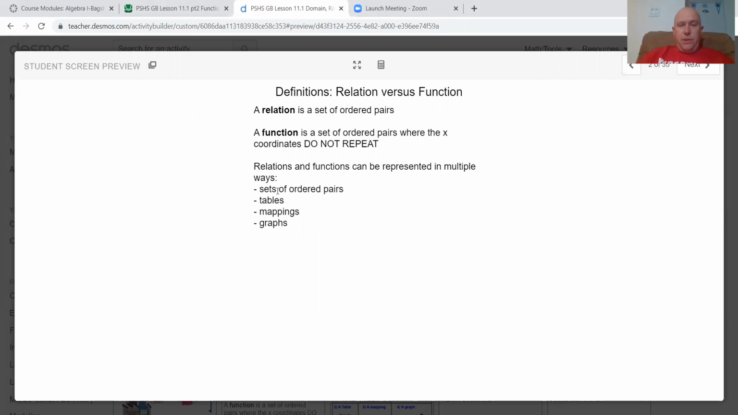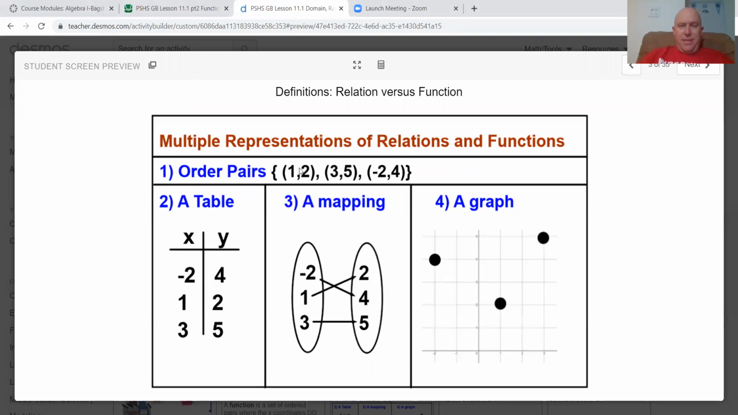And the main thing we've got to be able to do is switch between the different ways of representing the data. So we could have ordered pairs, tables, mappings, and graphs. And you can see all of these on this little picture here. And actually, all of these things represent the same data here. So coordinates 1, 2, 3, 5, negative 2, 4. And you can see the same thing in a table here. I just switched the order. I put that coordinate first and then so on.